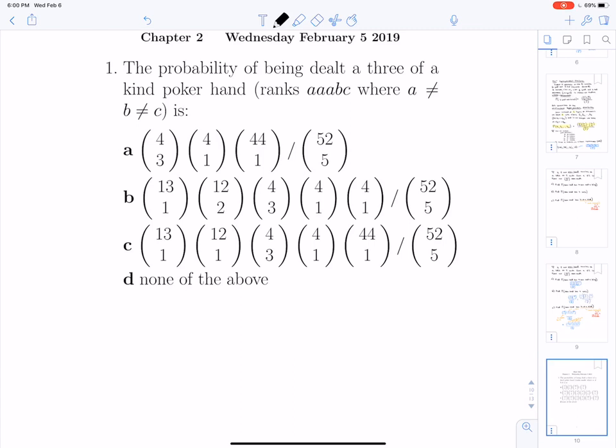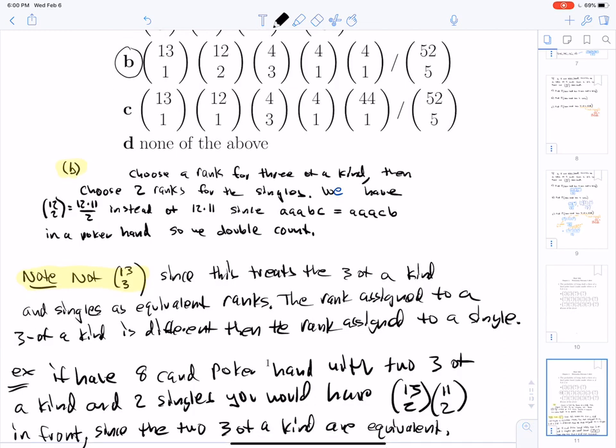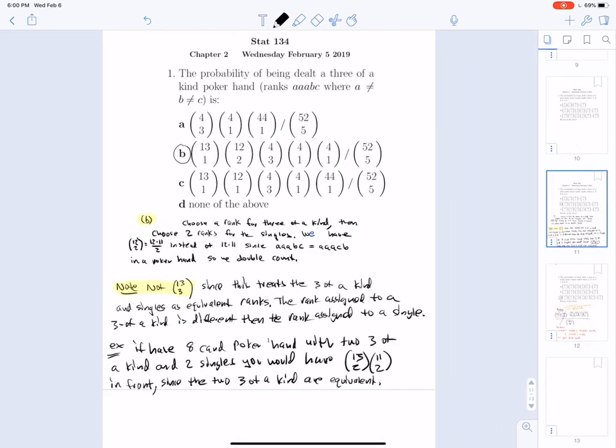So the probability of being dealt a 3 of a kind poker hand ranks AAA, B, C, where A is not equal to B, is not equal to C, is which of the following? So here the answer is B. So the reason is that, so we're going to choose our rank for A. There are 13 choices. And now there are 2 singles, and those 2 singles are interchangeable. In other words, AAABC is just the same as AAACB.